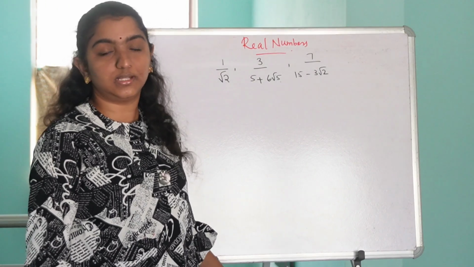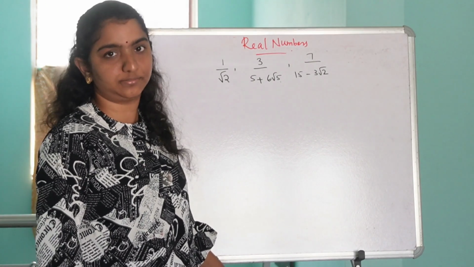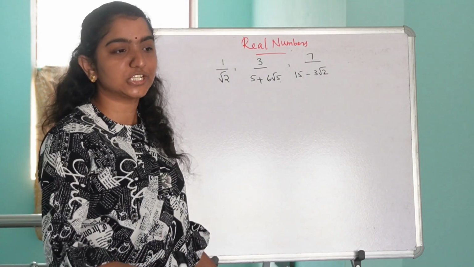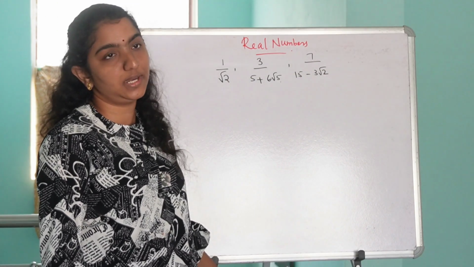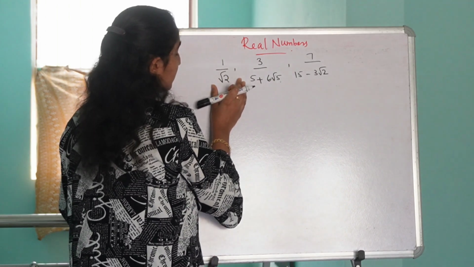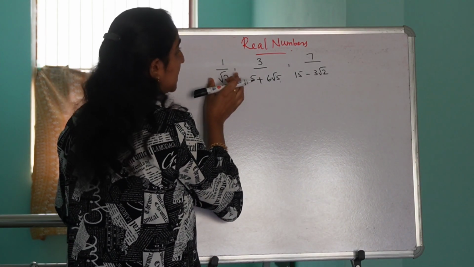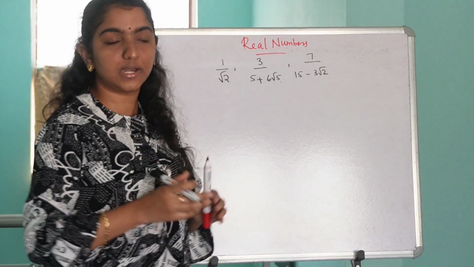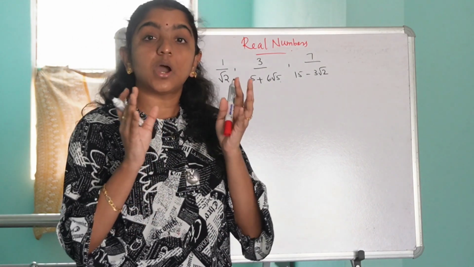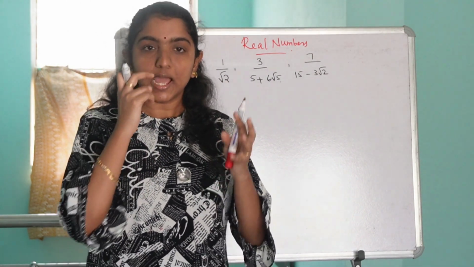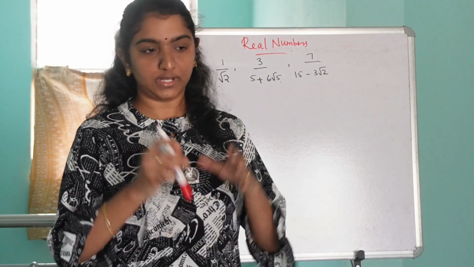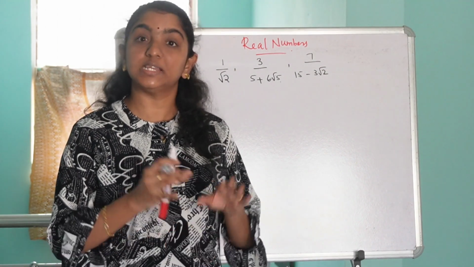The answer to the question, whether we can convert the irrational number in the denominator into a rational number, is yes. We can convert the irrational number in the denominator into a rational number, that too without changing the actual value of the real number. Is it clear? It is possible.